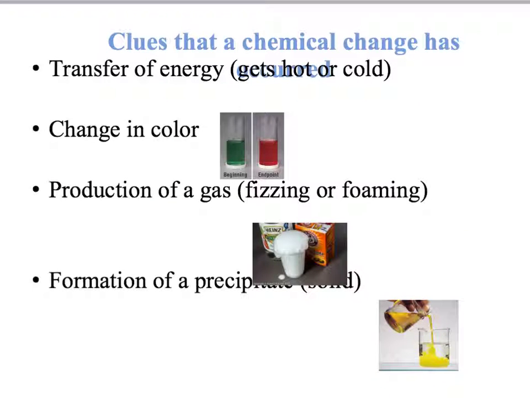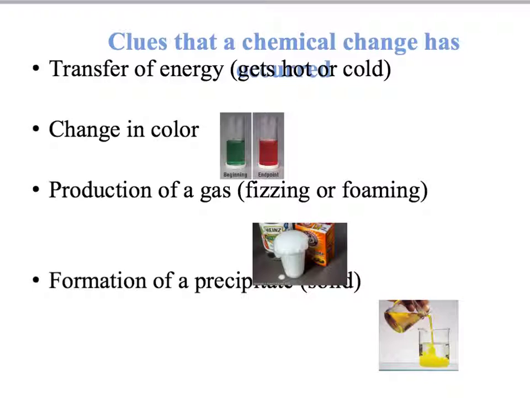Last slide here, talking about the clues that a chemical reaction has occurred, and it looks like it cut off some of my stuff. It's clues that a chemical change has occurred. So the 4 clues that you're looking for is a transfer of energy. If you feel a test tube and it gets hot or cold, then you know that a chemical change has happened. If something changes color, like my picture here, it starts out as green, it ends as red.